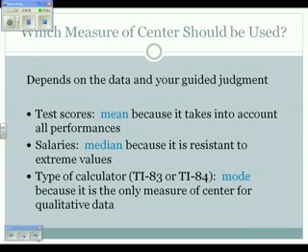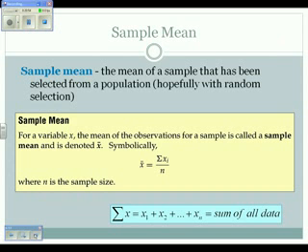So it doesn't really make sense to average model numbers or anything like that. And so the most frequent one, the mode, would be the one that you'd want to use here.